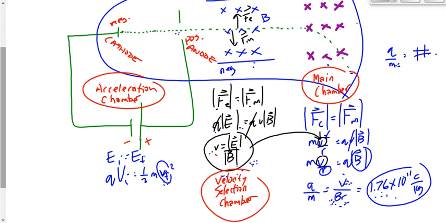Again, just my name for it. So we accelerate, EI equals EF, and then we go through a velocity selection chamber where the electric force equals the magnetic force, and then we go into a main chamber where the forces don't balance, but they're equal to each other because the magnetic force causes the centripetal force. And then ultimately, we end up solving for Q over M.